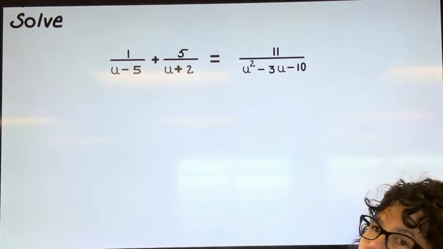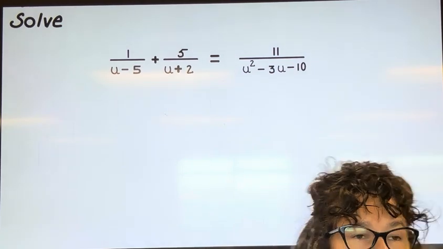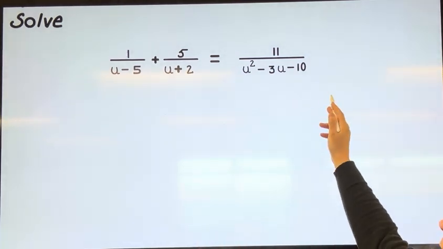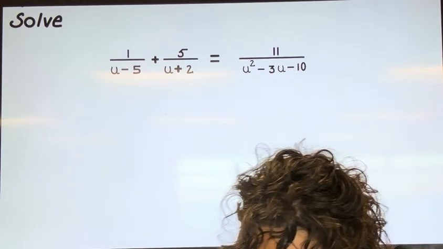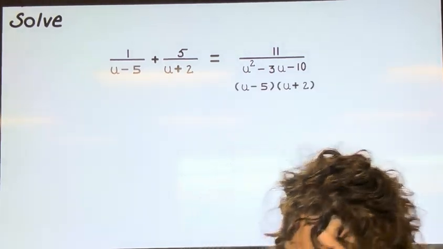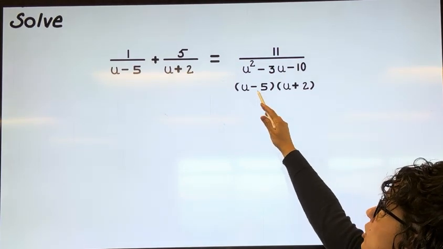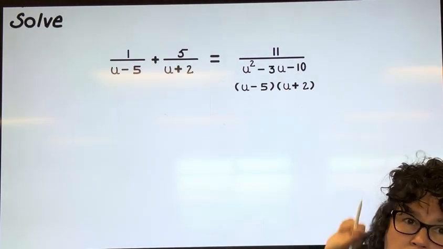If I factor u squared minus 3u minus 10, thinking of two numbers that multiply together to get negative 10 but add up to negative 3, we end up with negative 5 and 2. So this factors to u minus 5 times u plus 2.